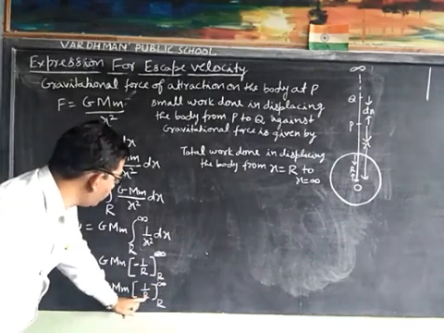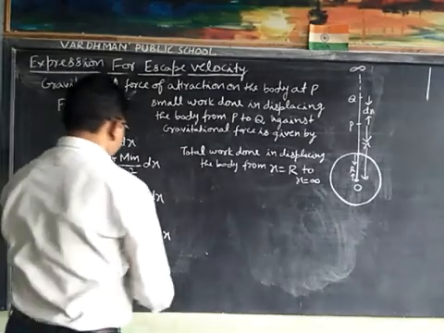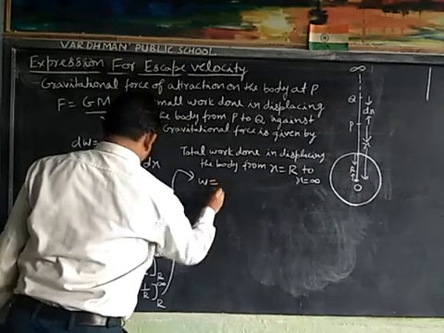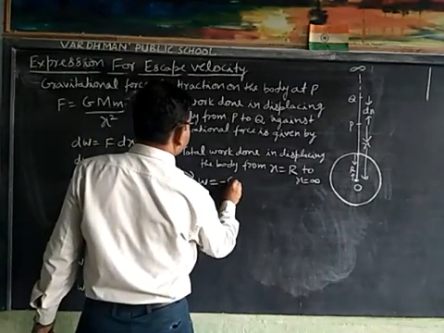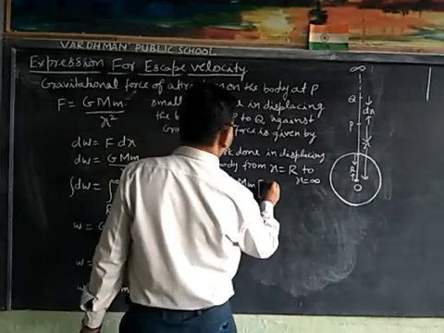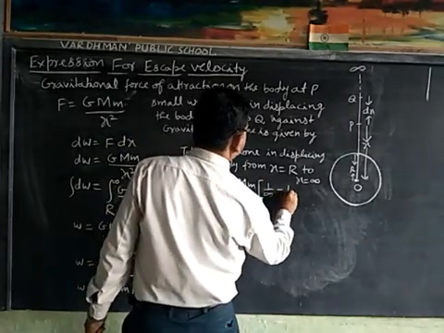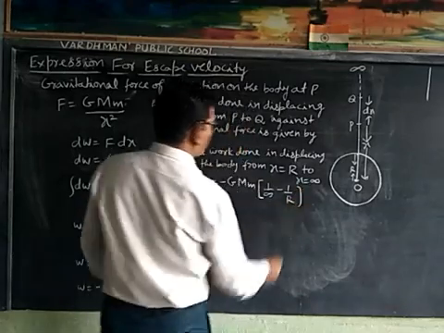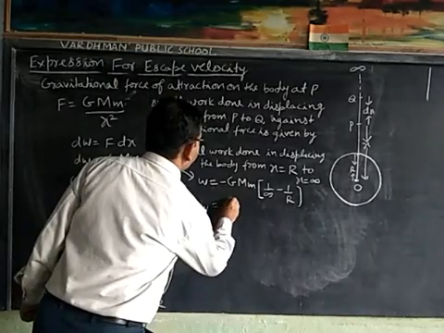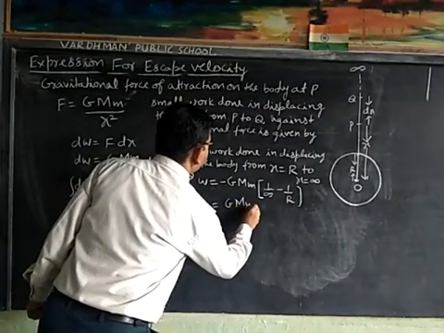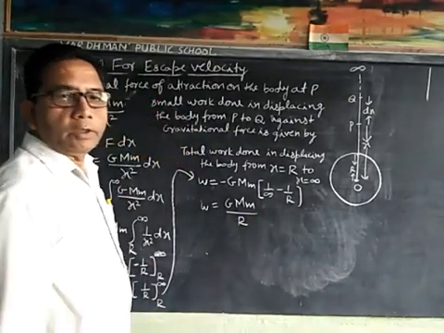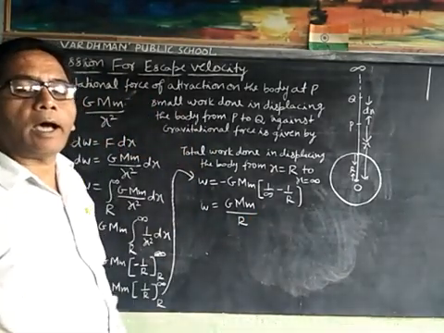Now upper limit minus lower limit. W is equal to minus GMm times 1 upon infinity minus 1 upon R. 1 upon infinity is equal to 0. That is, W is equal to GMm upon R.